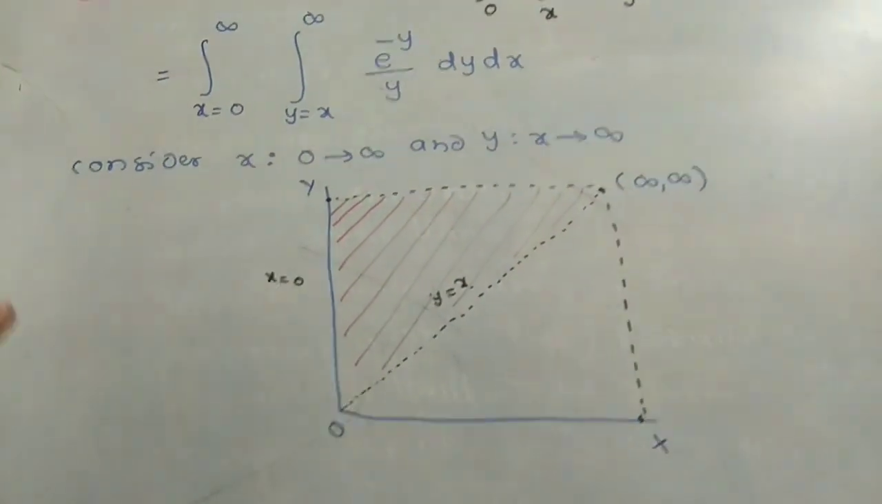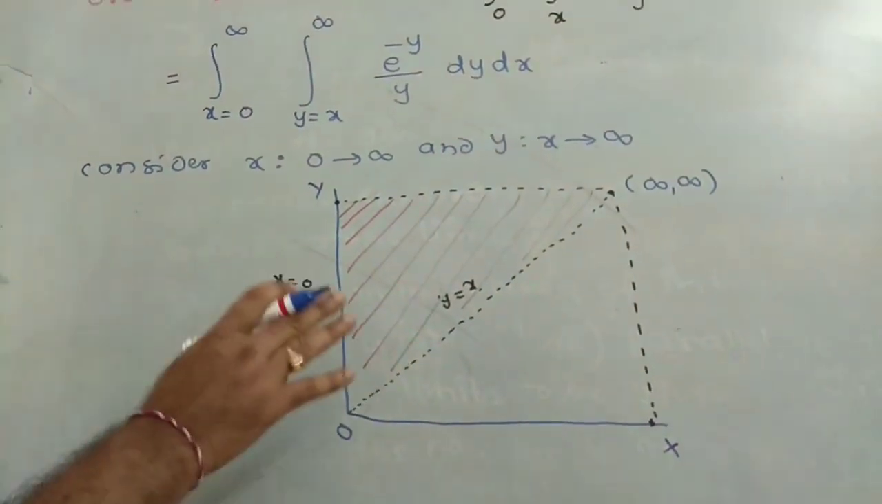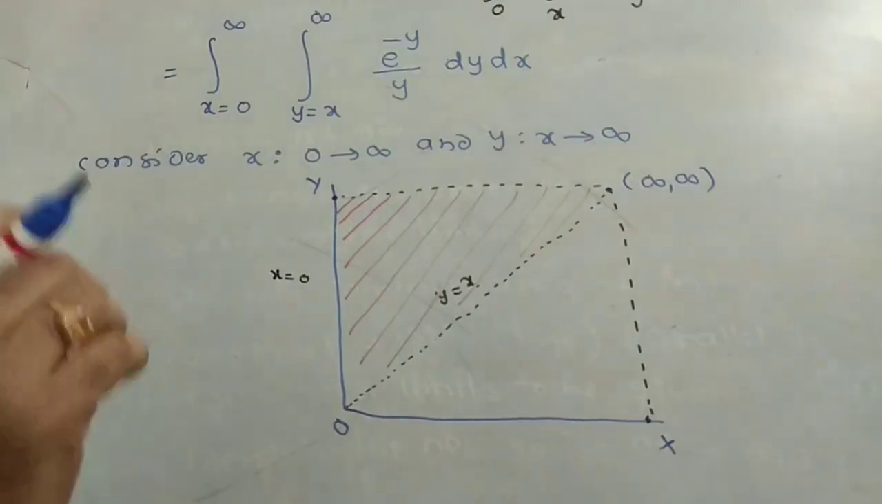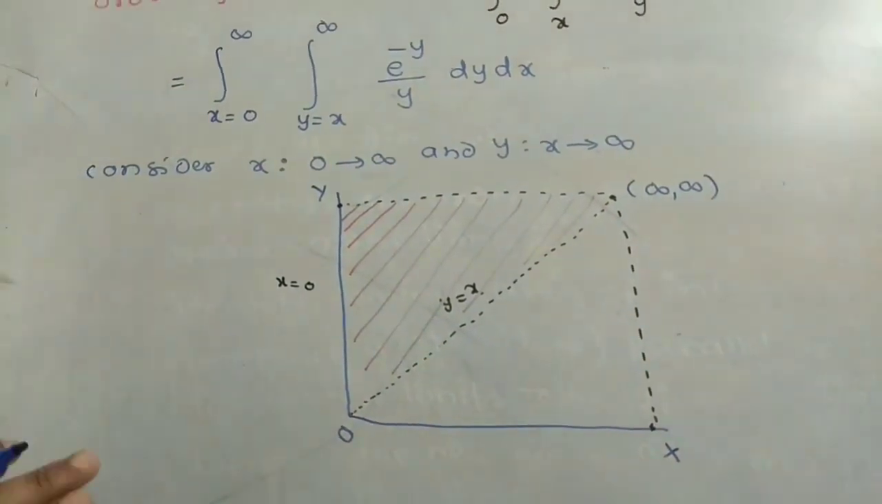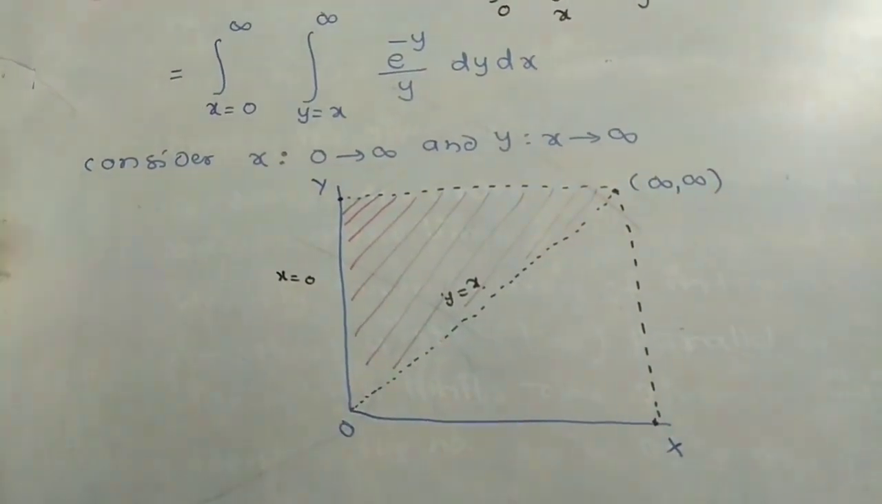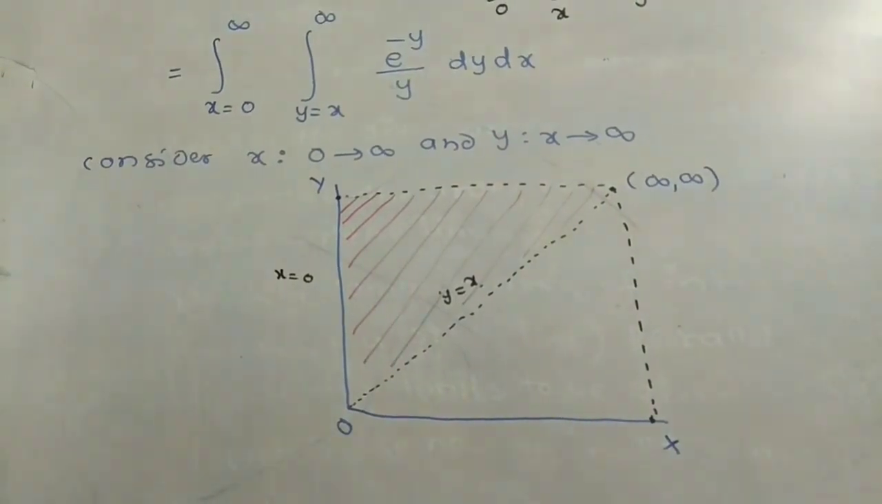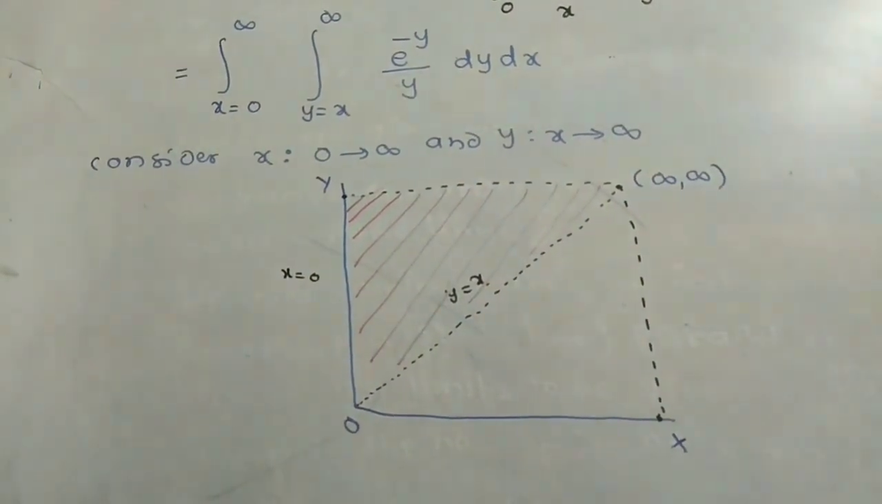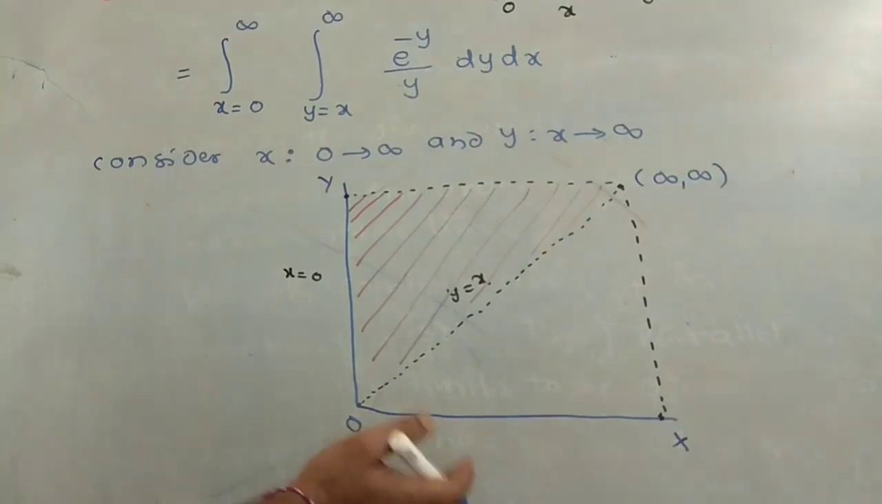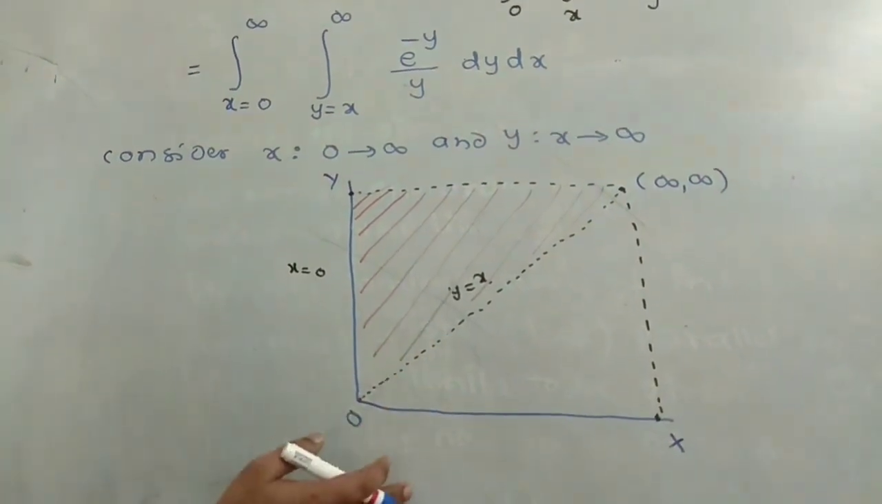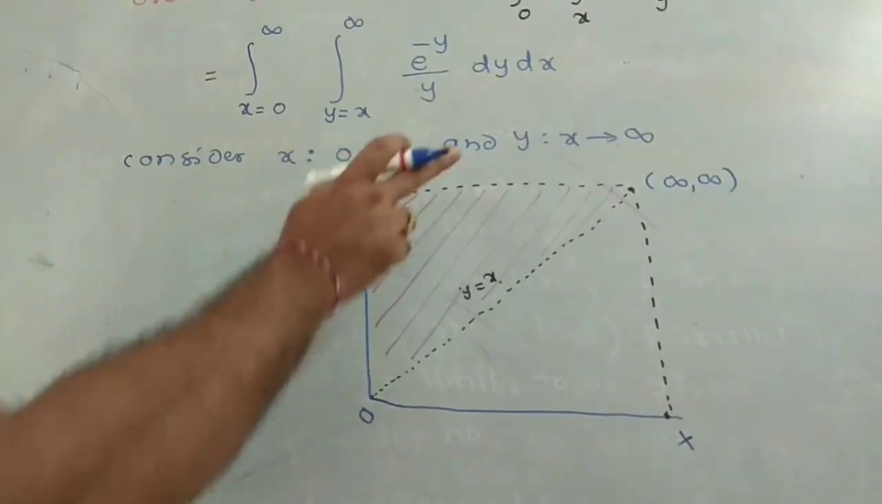Now after constructing a graph and identifying the common area, you construct one strip. A strip is nothing but a line you construct in the common area. That line should be parallel to the axis. Which axis parallel? Either x-axis or y-axis. That totally depends on your given limits.